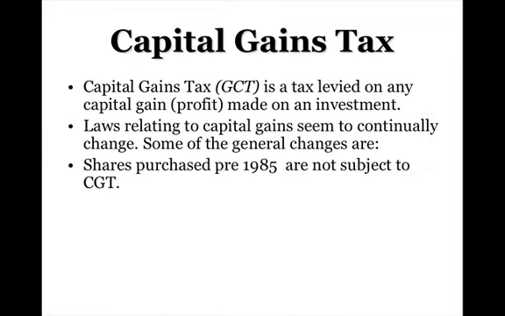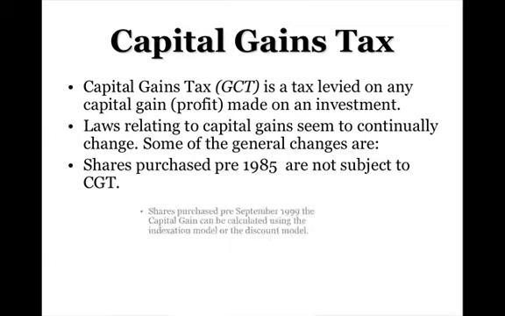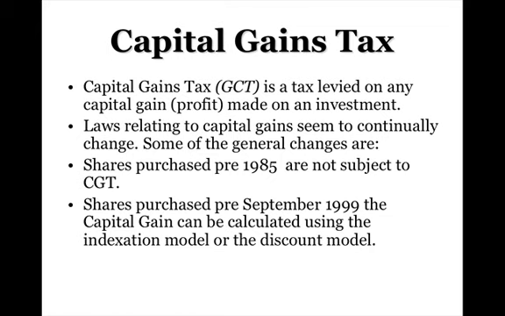Now, the tax rules seem to change a bit, but generally there are a few things we need to know. Shares purchased before 1985 are not subject to capital gains tax, but then there are rules that came in around 1999 that talk about capital gains and different ways of working out how much you actually made. There are two models. They either look at the profit you've made and compare it to inflation to see how much your money has gone up in real value, or you can divide your profit by 2, which is called the discount model.